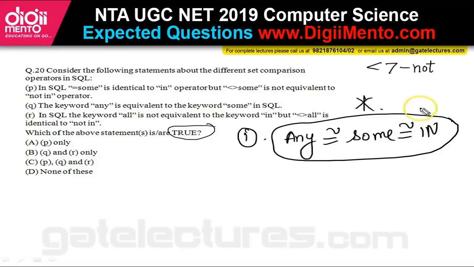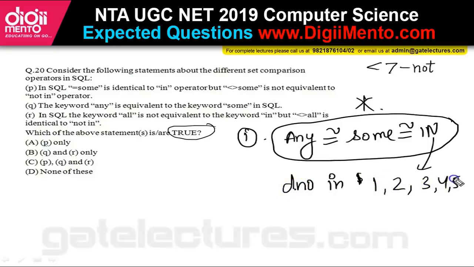When I say DNO in, let's say I am saying that DNO, the department number, can be 1, 2, 3, 4 and 5. So in, we give a set of values. You just need to remember this. If I say that my DNO is any of these, it will be true. For some also it will be true. For in, it is giving a set of values, so that's why it is also true.